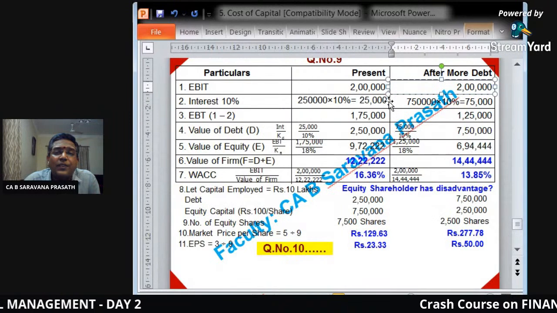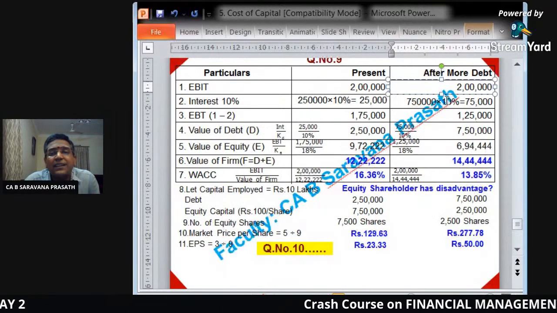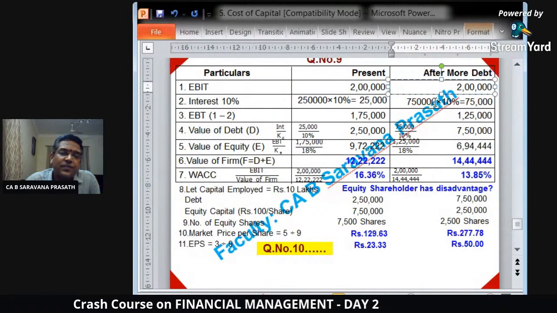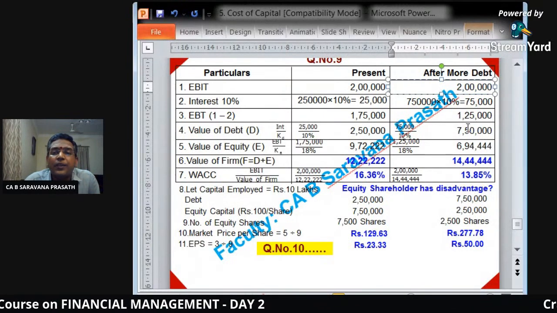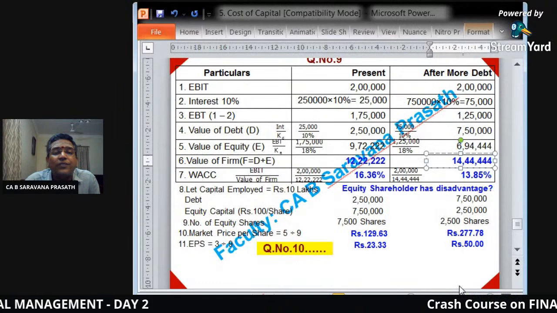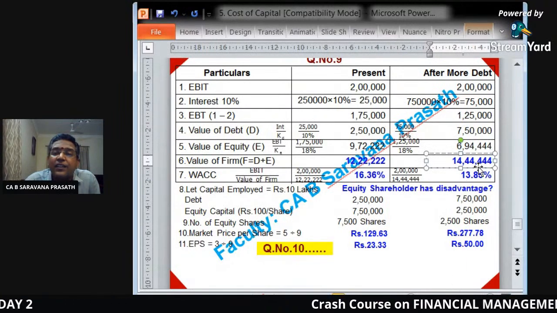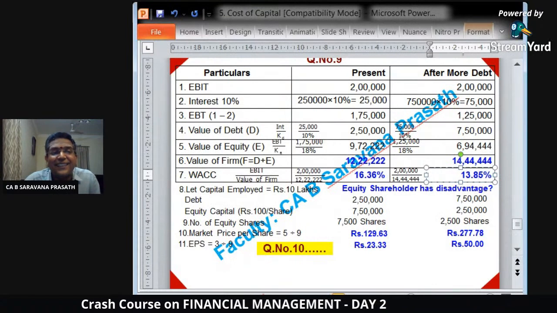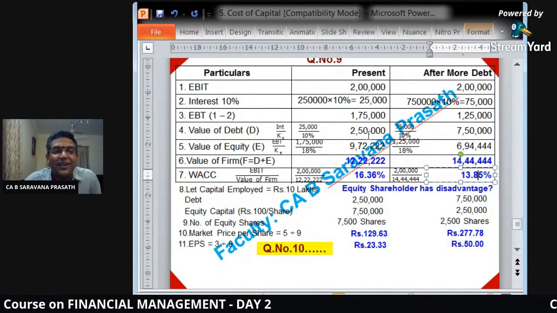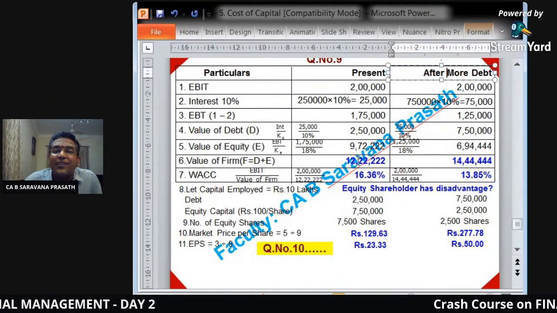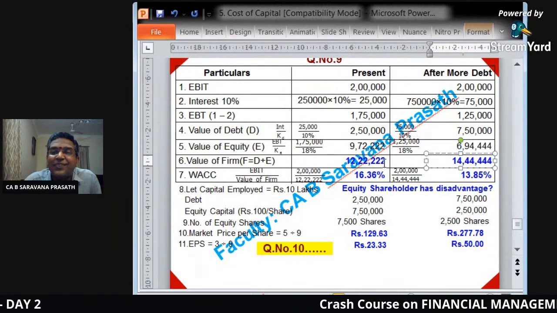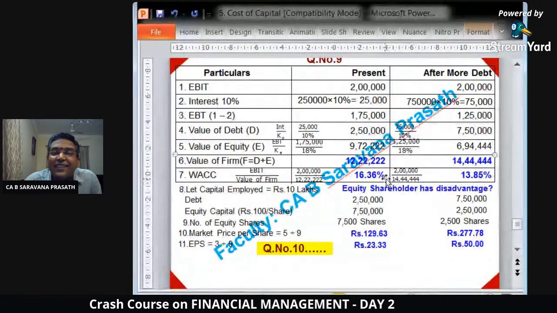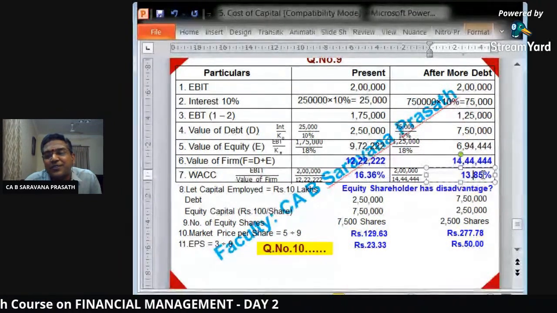Now, 5 lakh rupees extra borrowed, 2 lakh 50 plus another 5 lakh, 7.5 lakh loan at 10% interest. The corresponding computations result in a higher value of the firm and a reduction in the weighted average cost of capital. This, my dear people, is the net income theory. If you borrow more, your value increases from 1222 to 1444 and the weighted average cost of capital reduces.